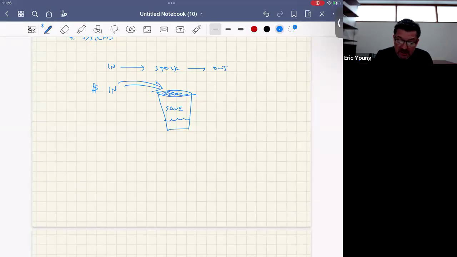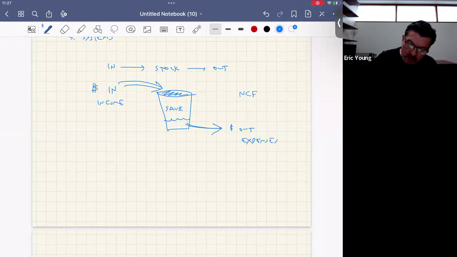But you have to live. You have to have expenses. So you're also going to have money coming out. And that's going to be money out. This money in is your income. This money out are your expenses. The difference, as we know, between money in and money out, this is our net cash flow. So money in minus money out equals net cash flow.